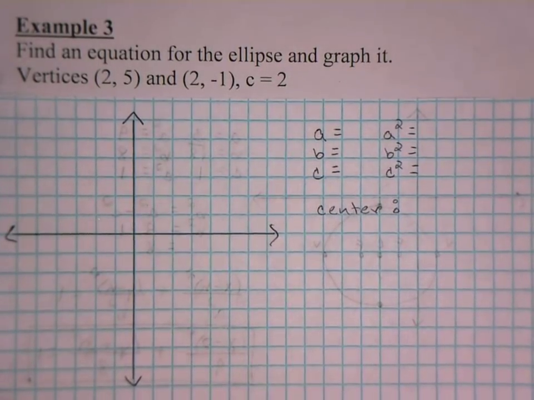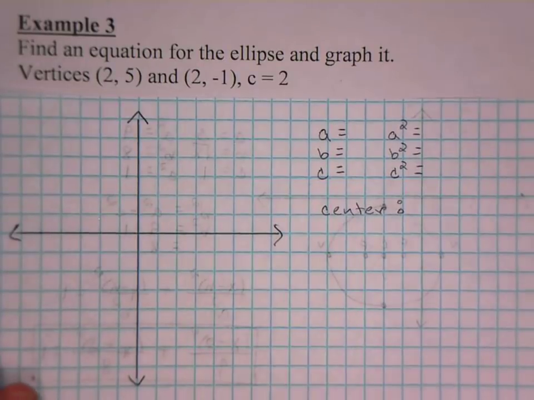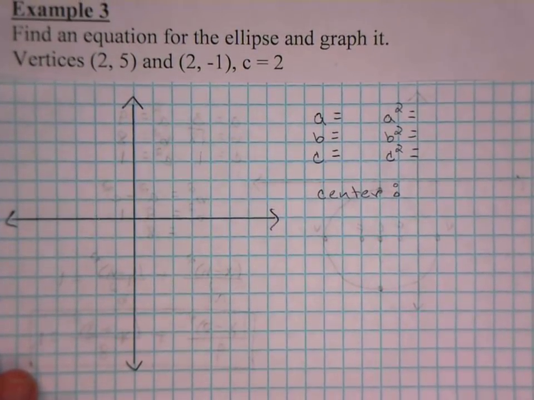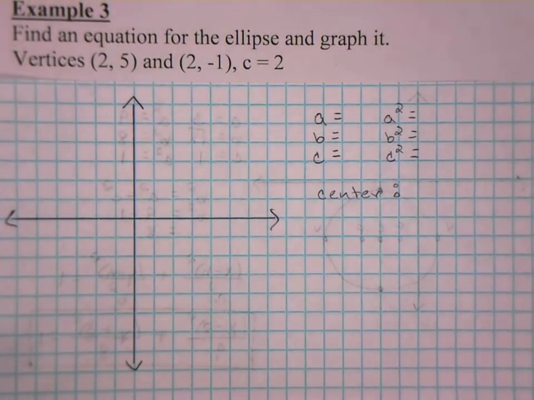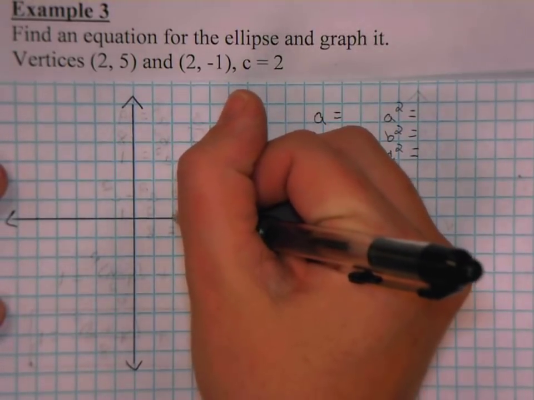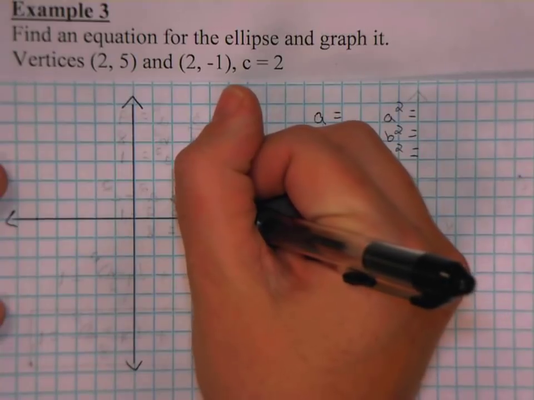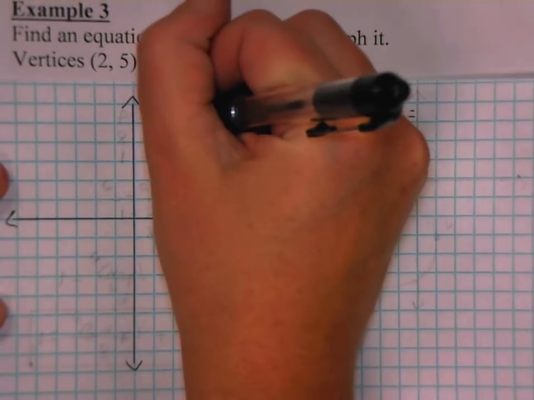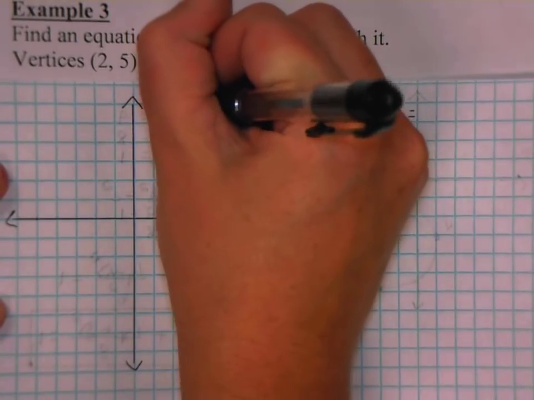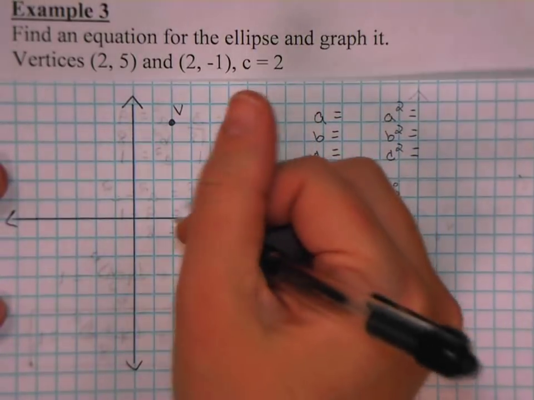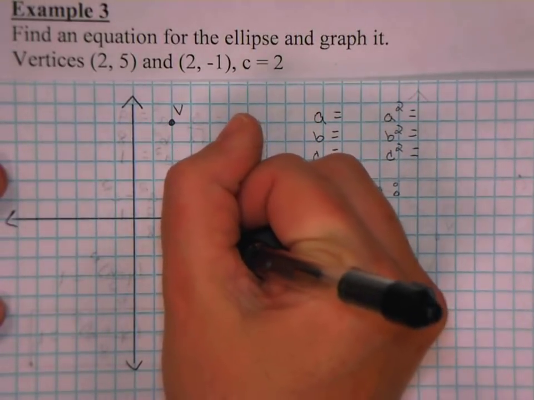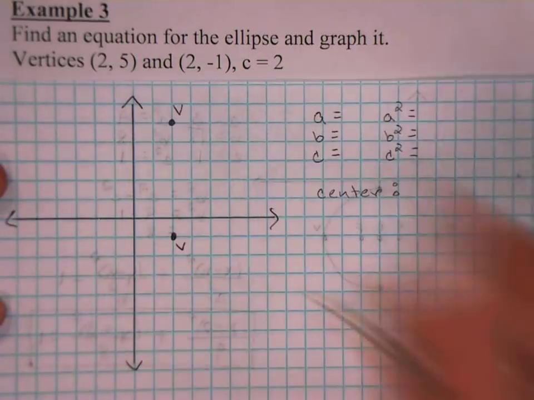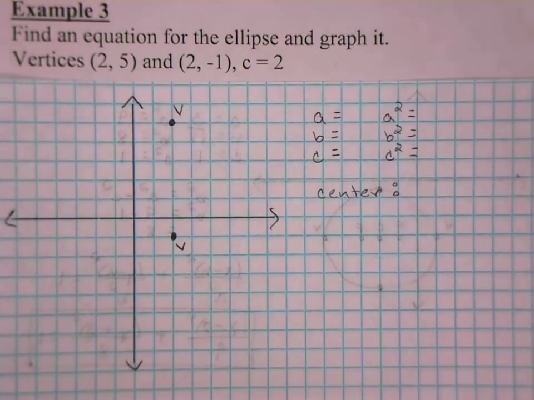So you'll notice the information that we're given in this example is a little different than the other examples we've seen, but I can still start by graphing what I'm given. I have a vertex at (2, 5), and a vertex at (2, -1). The only other thing we're told is that c equals 2.